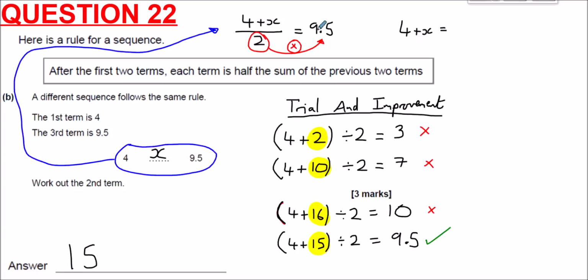On this side now, we'll have 9.5 multiplied by 2, which should be 19. Now the final step would be to knock 4 off both sides, or you can think of it as that positive 4 swaps side and swaps signs to a minus. So x will be 19 minus 4, which is 15. So whether you use a trial and improvement approach or a direct approach, the second term needs to be 15.